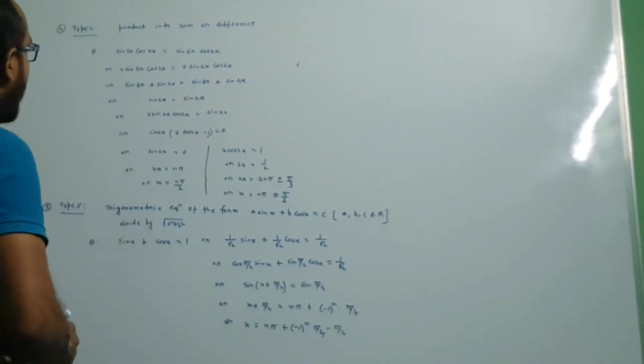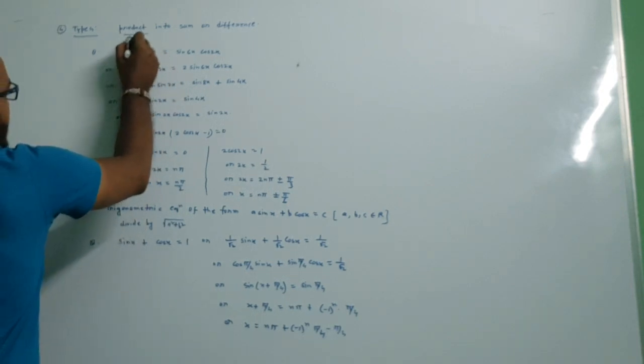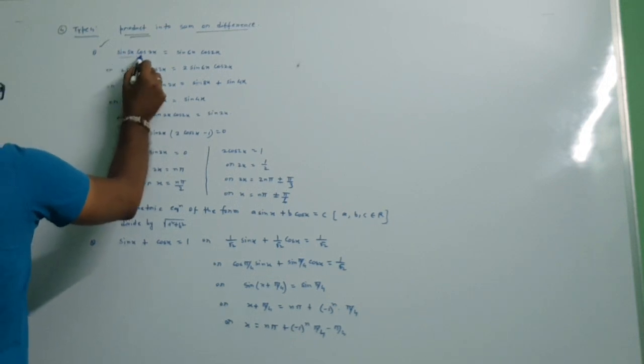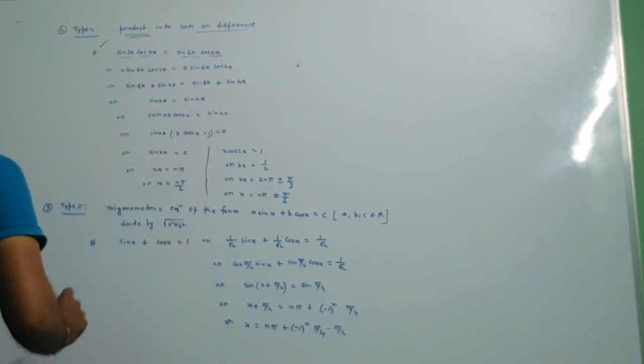So let us see our type 4, that is, we can convert a product into a sum or difference. Let us see one question: sin 5x cos 3x equals sin 6x cos 2x.